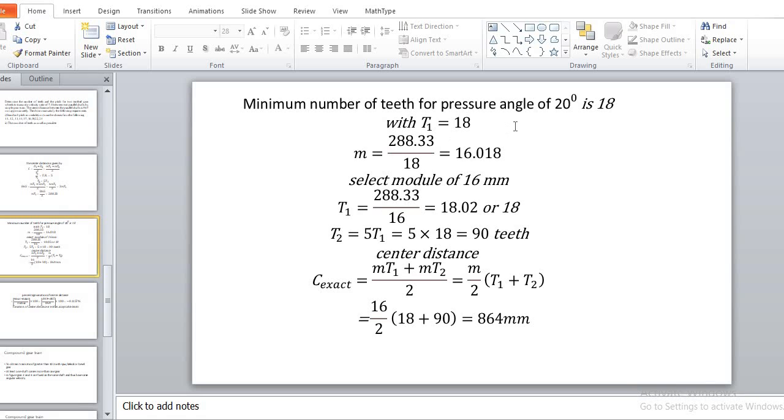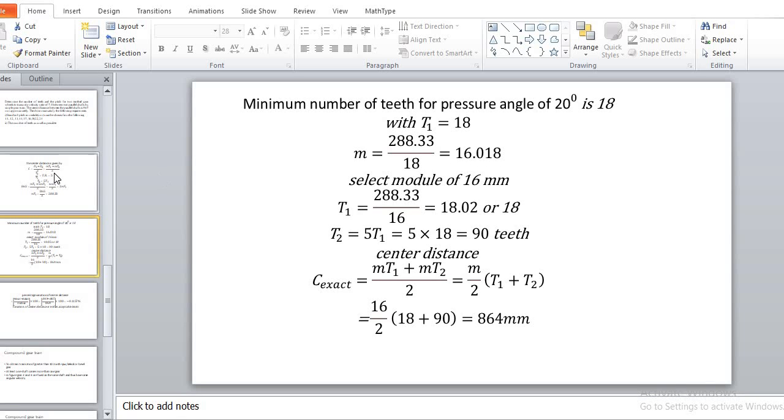So here first we select this m value. The minimum number of teeth for the pressure angle of 20 degrees is 18. So with T1 equal to 18, for pressure angle 20 degrees the minimum number of teeth is 18, so we consider T1 equal to 18. Put this T1 equal to 18 into this equation, so the value of module comes as 16.018.